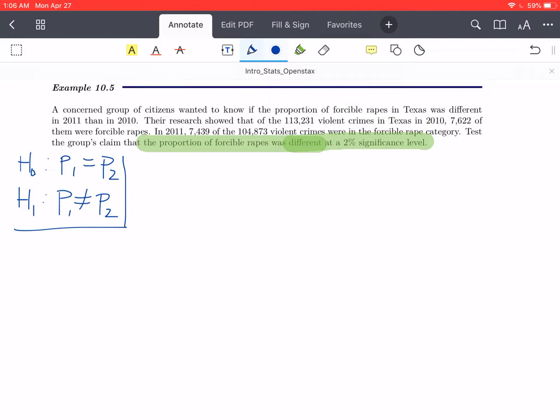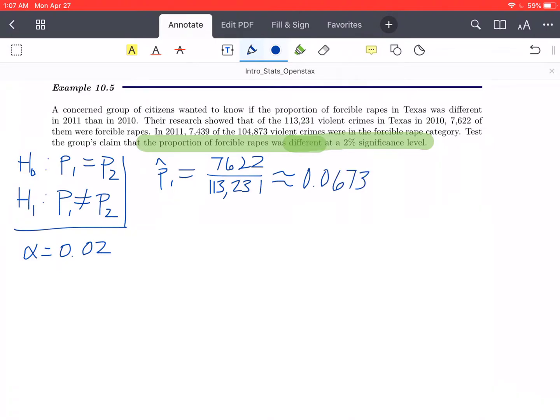All right. So, and then of course our alpha value in this one, a little bit different, but it's our 0.02 significance level. So let's get the pieces we need. So P1 hat, that's going to be 7622 over 113,231, which is approximately 0.0673.